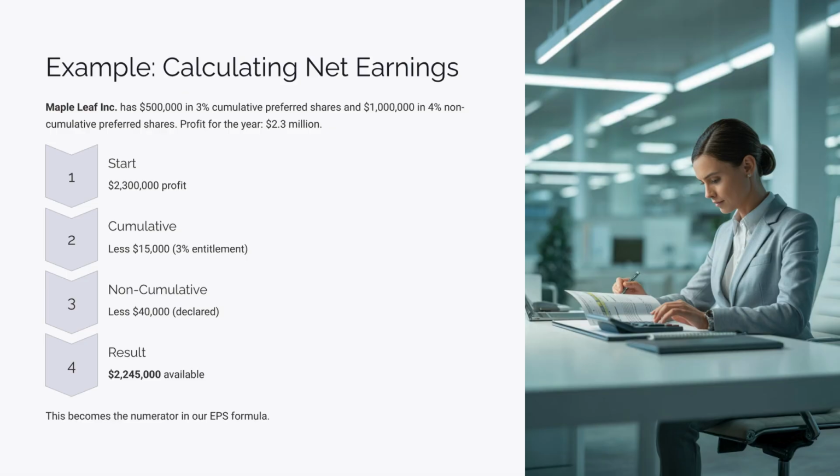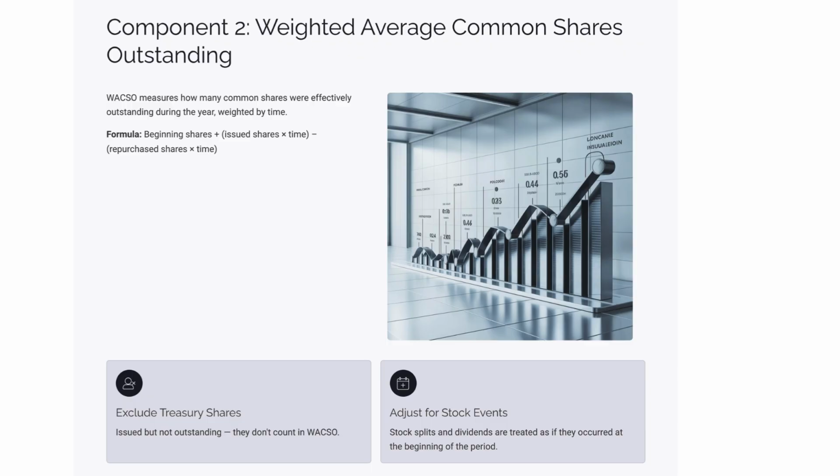Now we've nailed down the top part of the formula, earnings available to common shareholders. Next, let's figure out how to determine the denominator, the weighted average common shares outstanding, or WACSO. This part measures how many common shares were effectively outstanding during the year. Companies issue or repurchase shares at different times, so we can't just use the year-end balance. Instead, we take a weighted average based on how long each group of shares was outstanding. Here's the basic idea. WACSO equals beginning shares plus issued shares times time outstanding minus repurchased shares times time outstanding.